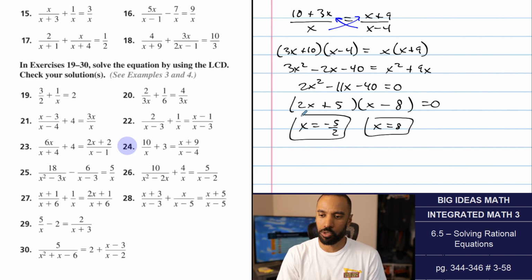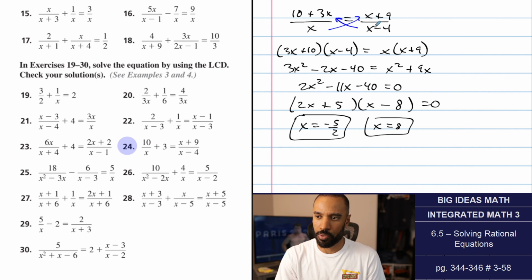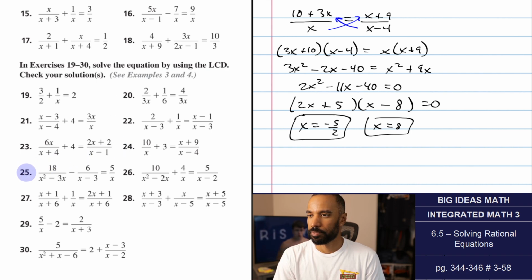The domain restrictions would have been 0 and 4, and this is neither of those ones. Okay, number 25.